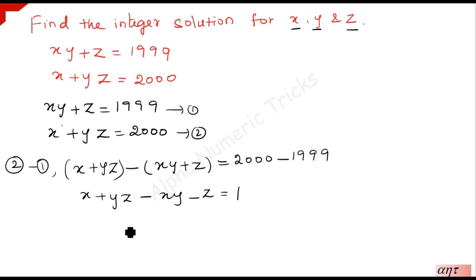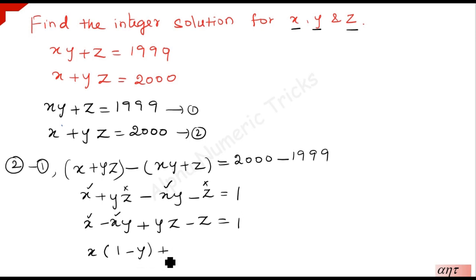Now what we have to do is take the x terms together and z terms together. You combine x terms, so you have x minus xy plus yz minus z is equal to 1. From this you can take x outside. After taking x, you have only 1 and this minus y, plus here you have to take z outside. So remaining you have y minus 1, is equal to 1 we have.